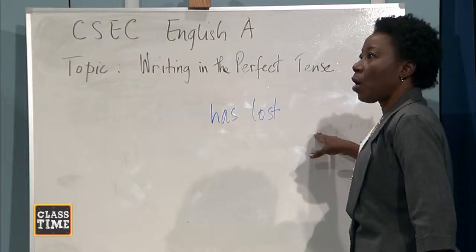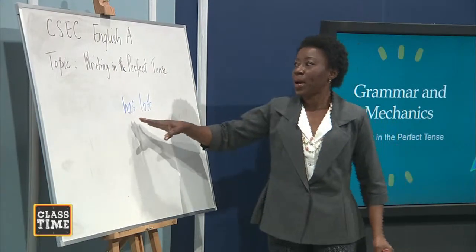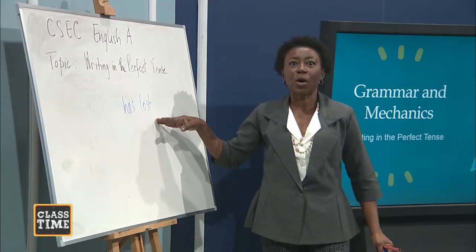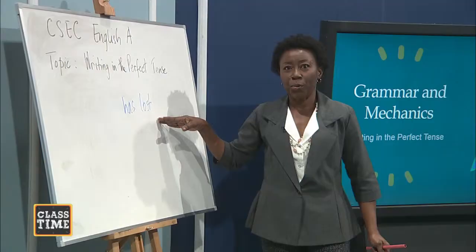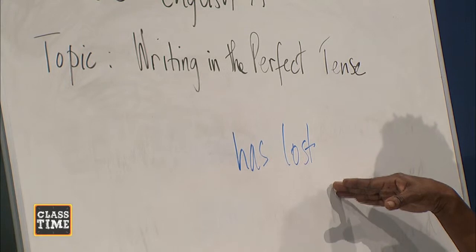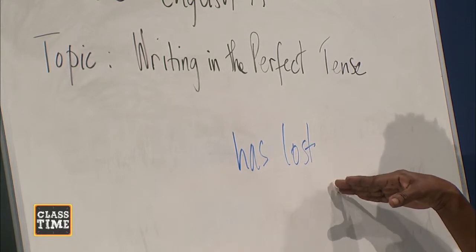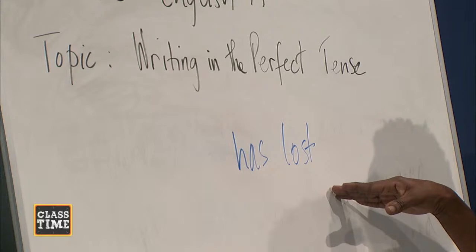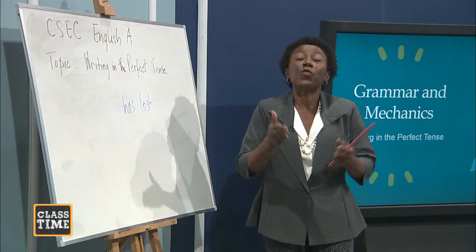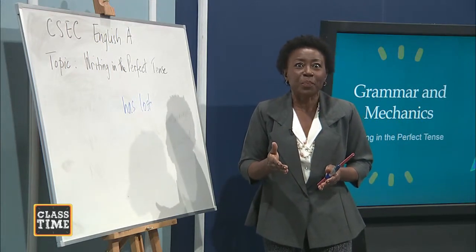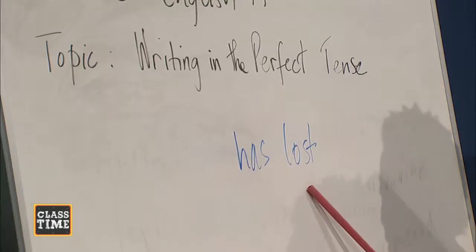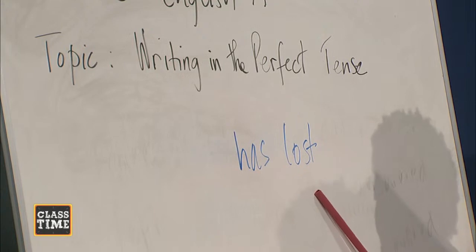Perfect tense. How do we form the perfect tense? By the present tense form and the past participle form of the verb, the other verb. So it's a verb phrase. Notice that in grammar and mechanics, we often need more than one verb to fully express the situation. So has is the now part, and lost is what happened some time back. He doesn't know exactly when.